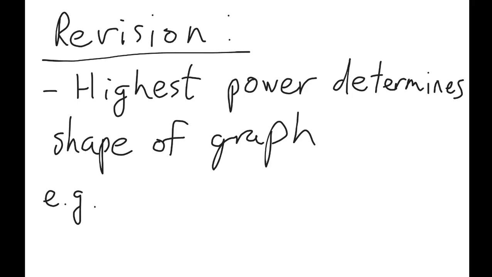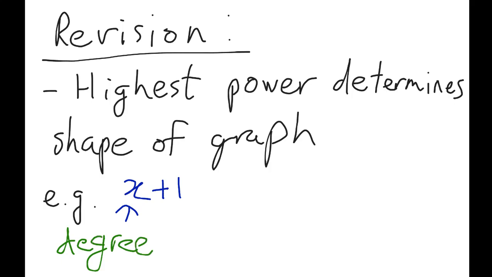So, we have different types of graphs, and the highest power determines the shape of the graph. So for example, if I did x plus 1, the highest power of x in this particular graph is our x. So then, that means we have a degree of 1. Now remember, when you have a degree of 1, it can either be positive or negative, like so.